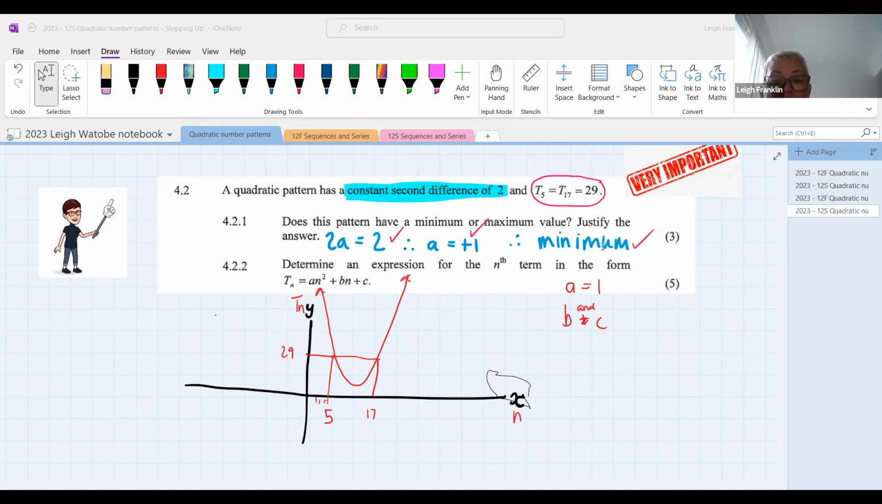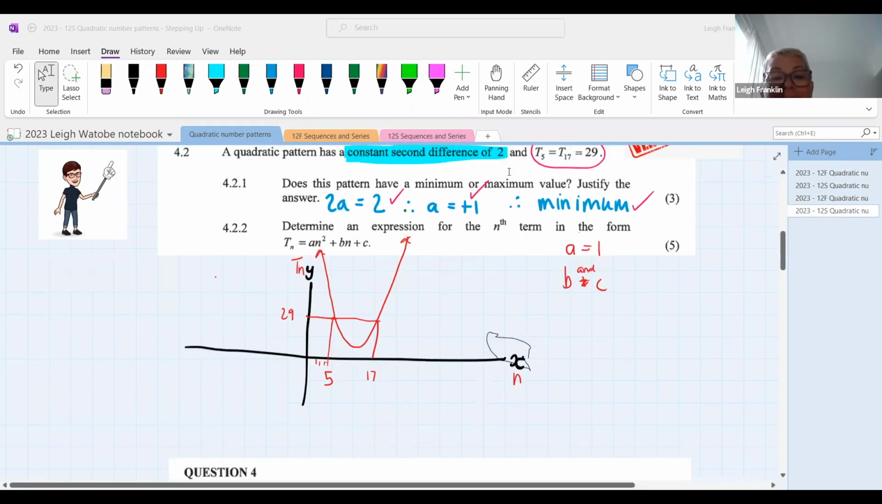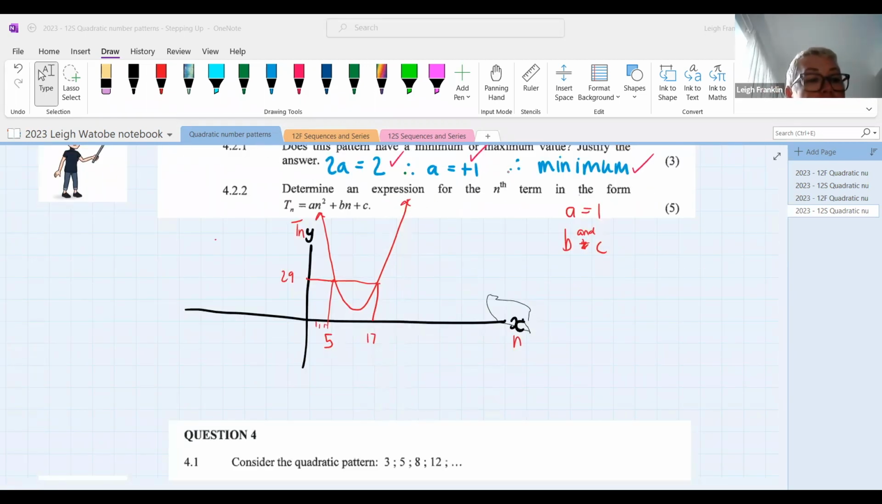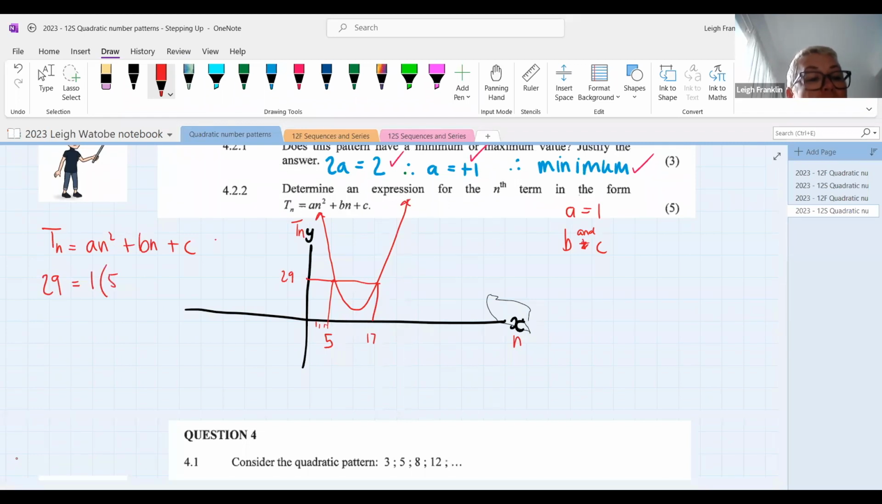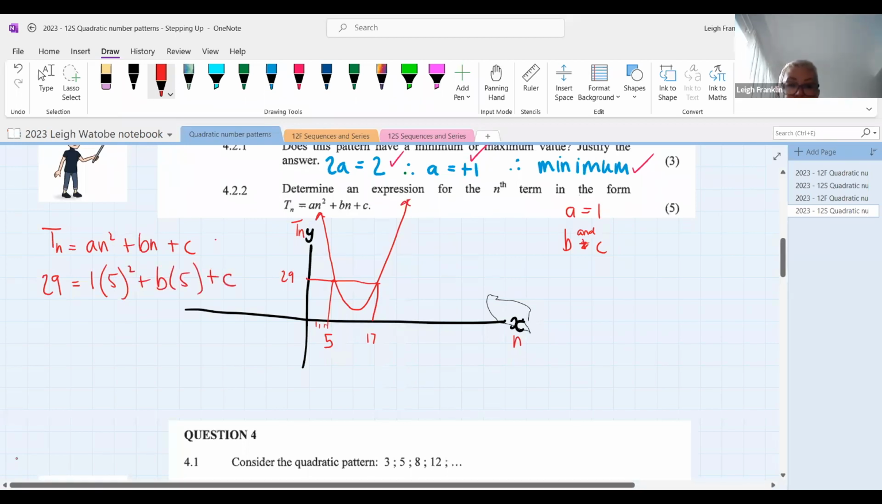Remember, 29 represents our Tn. So if we are subbing into Tn equals An squared plus Bn plus C, we already know that A is equal to 1. We know that Tn is equal to 29. We know that A was equal to 1, and when 5 goes in, B times 5 plus C.